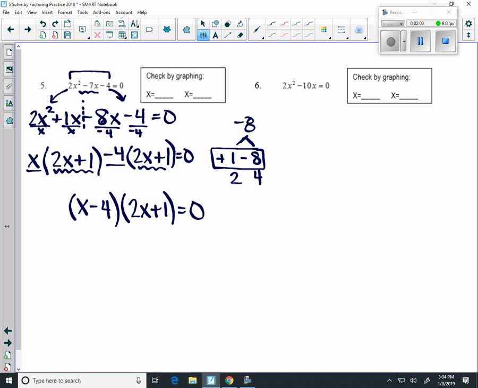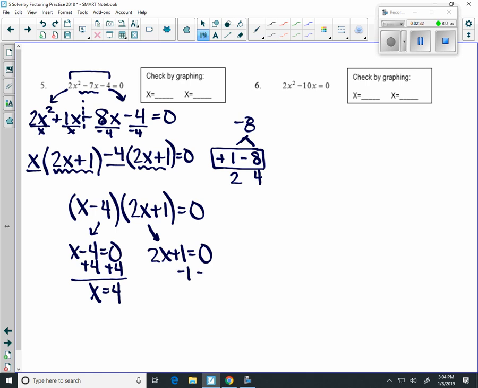Now, what we do now is set each of these equal to 0 and then solve those little baby equations. So if you haven't done that yet, go ahead and pause the video. Set those equal to 0 and solve. So what you should have been doing there is adding 4 over for this equation. And then for 2x plus 1, we need to subtract that 1 over first, and then divide by 2. So we have x equals negative 1/2.